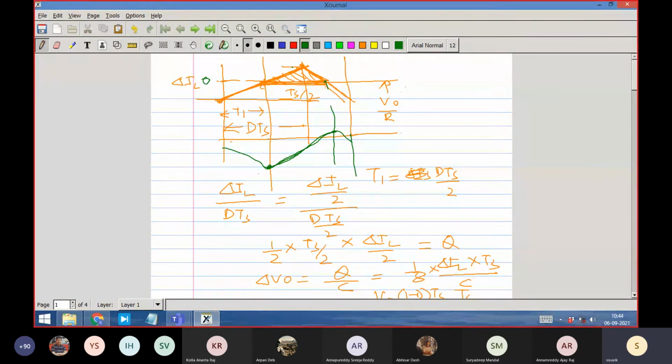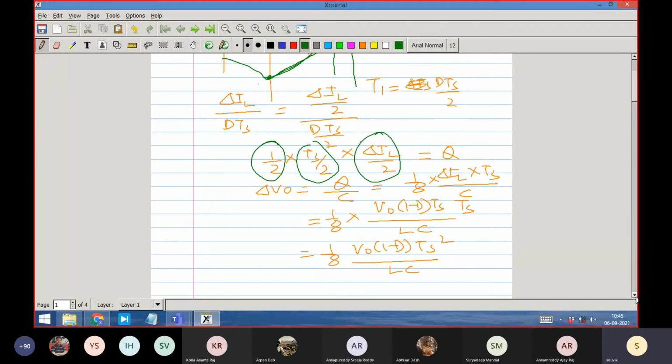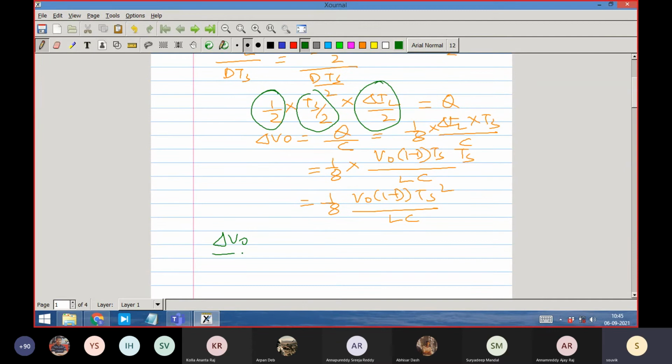So how much charge has gone in? The area, half into base into height. Base is how much? Base is Ts by 2, and the height is delta IL by 2. So we get, after that we just simply do this, and we get delta V naught. And here you see delta V naught by V naught is equal to, just V naught cancels, 1 by 8 LC into 1 minus D into Ts square. So this is the expression for the voltage ripple, right?